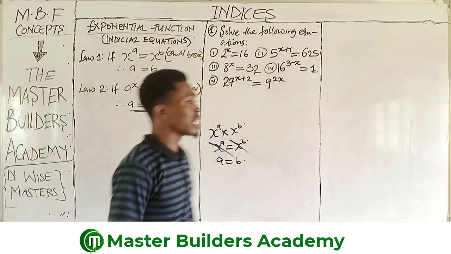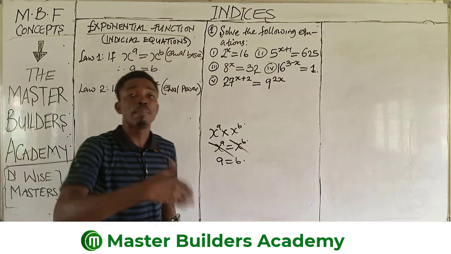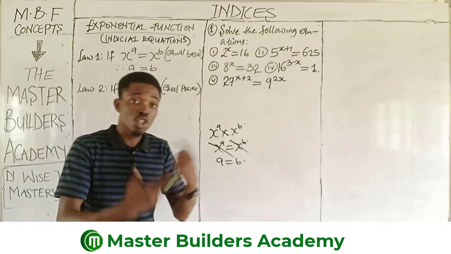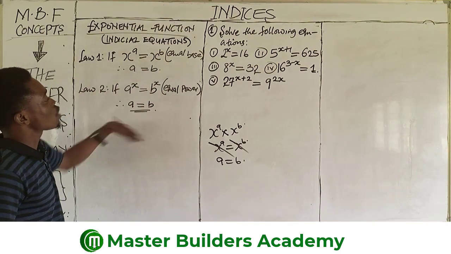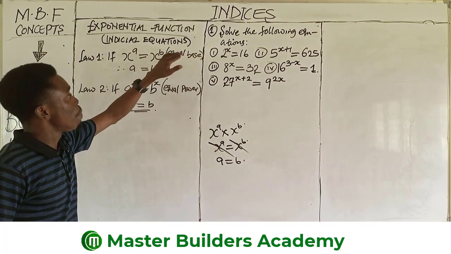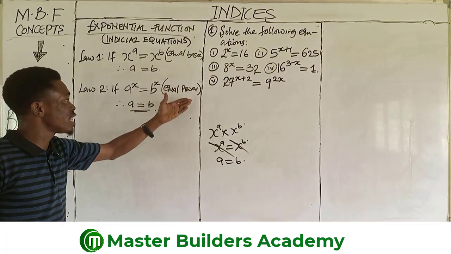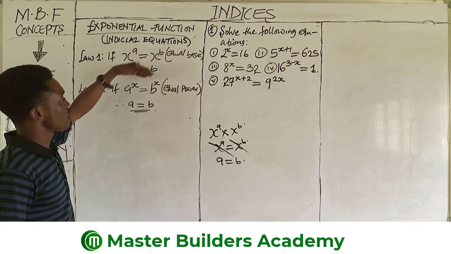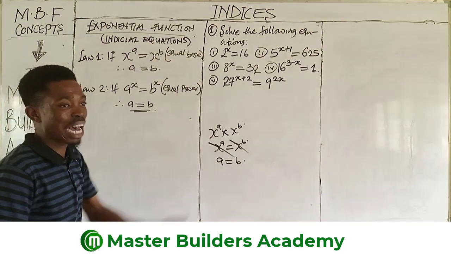Then rule number 2 states that there are some values you will be given, yet will not be able to have the bases equal. But in this case, the powers will be equal. So what you do is cancel out the power and equate the base. The one that is equal is the one you cancel out. So in law 1, the bases are equal, so you cancel out the base. In law 2, the powers are equal, then you cancel out the power. So in this case, you see that this is a raised to power x is equal to b raised to power x. Anytime the power is equal, you can cancel out the power.